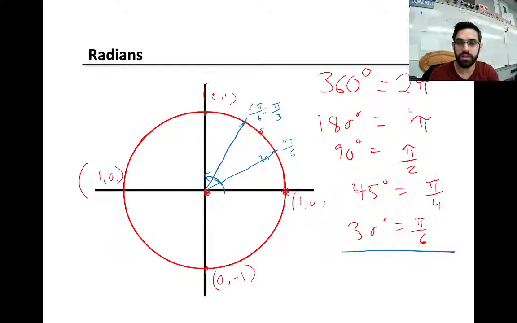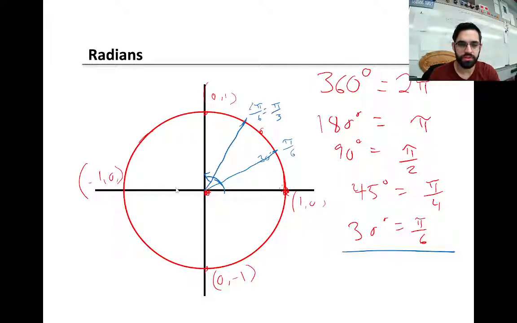2 pi is our radian angle measure, and it measures the same thing as 360 degrees, one full circular rotation. Well, we can conclude a lot of other things from that, either from the circle or from this equation. Half of a circle would be 2 pi divided by 2, which is just pi.